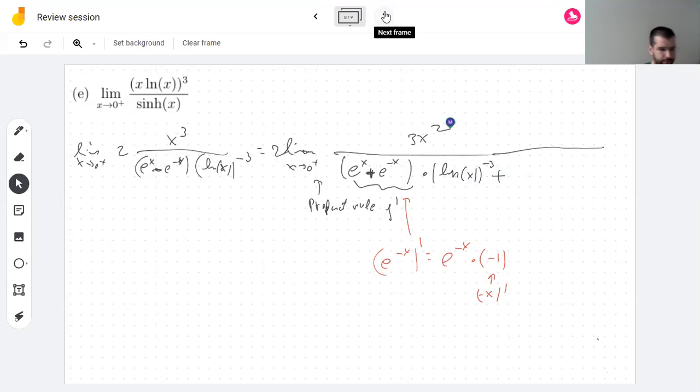Plus what I had. So this is the original function times the derivative of the second function. So that's negative 3 times the logarithm of x. So negative 4. So that's the derivative of the outside. And the derivative of the inside is 1 over x.